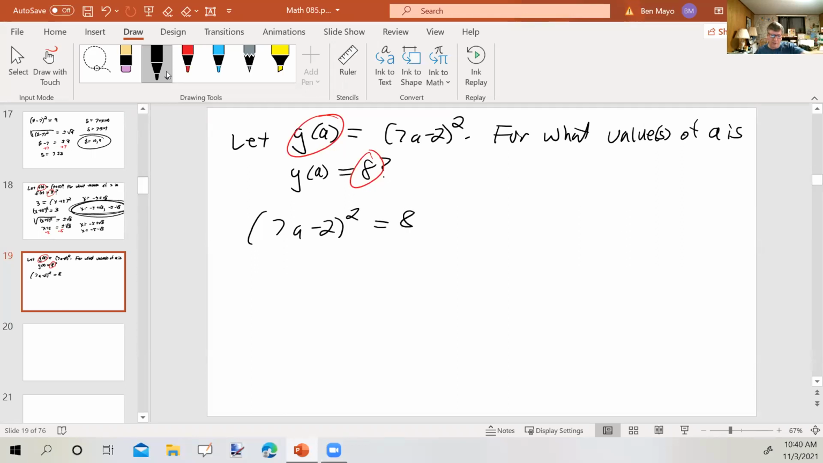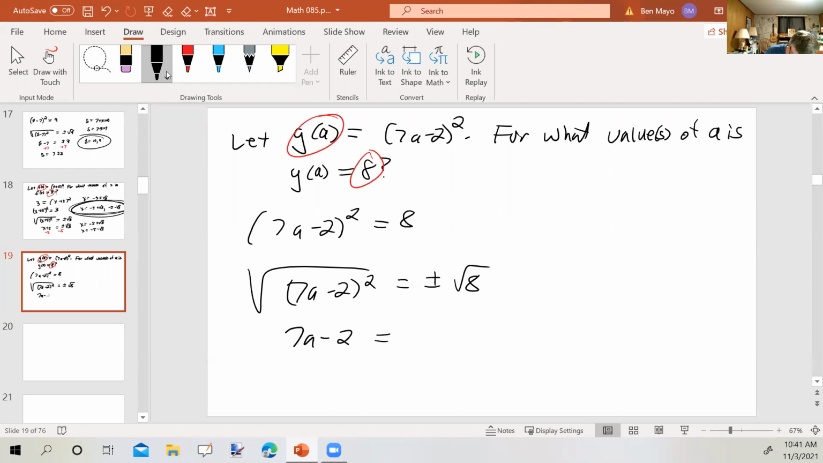Okay, and again, I put my perfect square on the left side of the equation because that's the side I like to have it on. Then I'm going to take the square root of both sides of the equation. Okay, on the left side, I'm going to get 7a minus 2. On the right side, I'm going to get plus or minus, and I'm going to go ahead and simplify the square root of 8 to 2 square roots of 2.